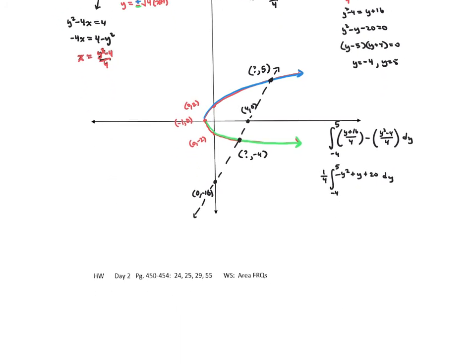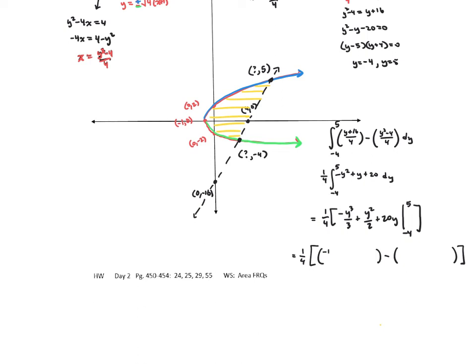Okay, so again, just in case you have lost track of what we're actually trying to accomplish here, we're trying to find the area of this space. So let's do this. This will be 1/4 times the antiderivative, which is -y cubed over 3 plus y squared over 2 plus 20y, evaluated from -4 up to 5. Looks like we got some work to do here. Honestly, at this point, this is just kind of abusive algebra that we're asking you to execute. I would just as soon use the calculator, and I already have, just to check my answer is accurate, but let's go ahead and do it anyways.